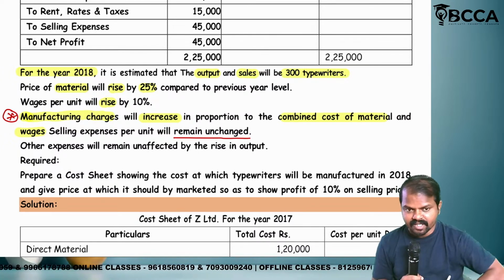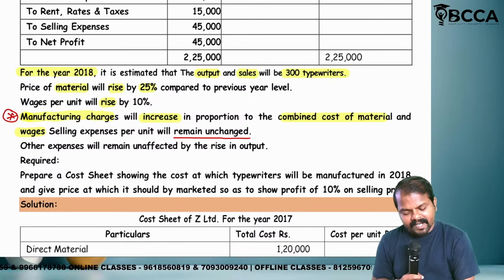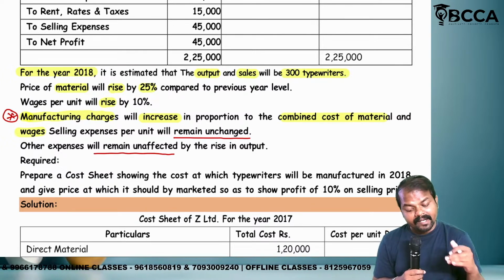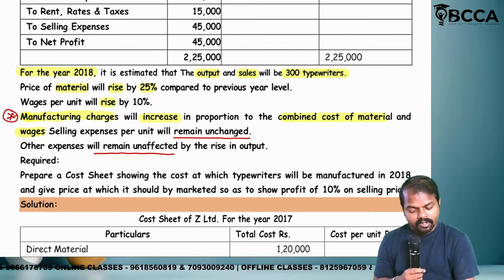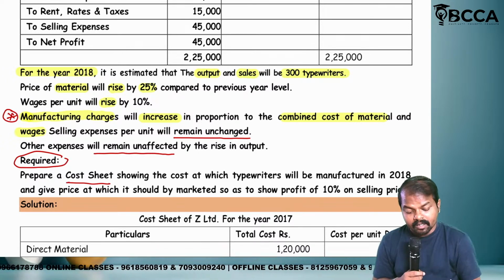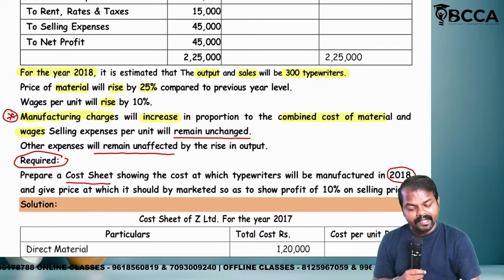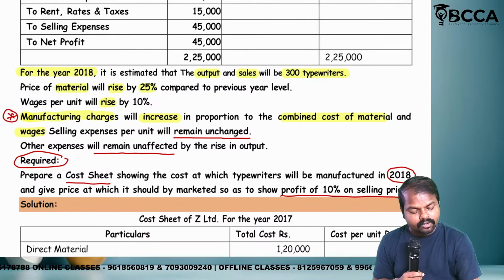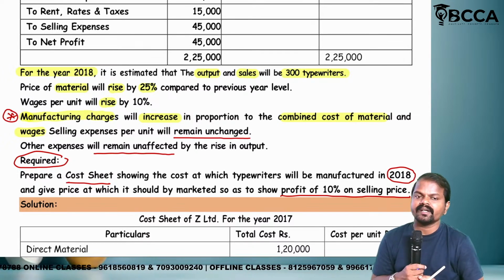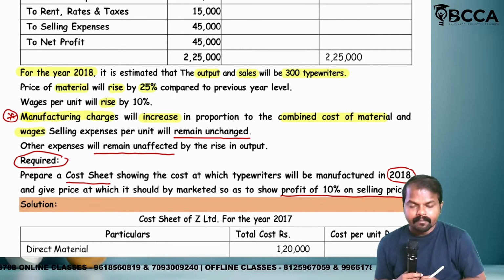Remain unchanged. Next, other expense will remain unaffected by rise in the output. You are required to prepare a cost sheet. For which year? 2018. Assume profit is equal to 10% on selling price.